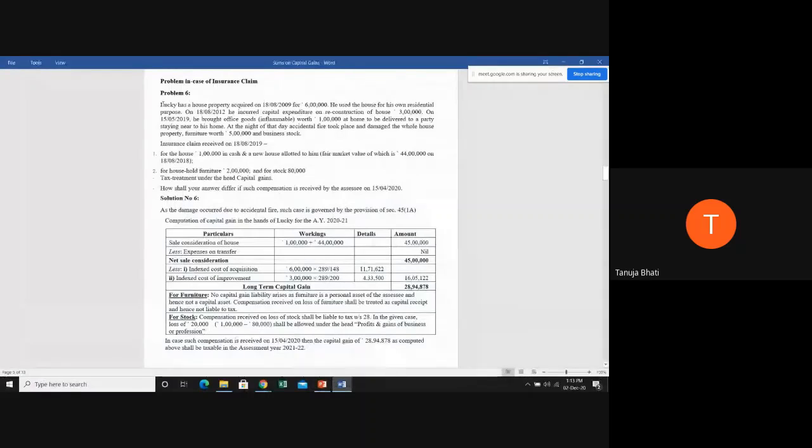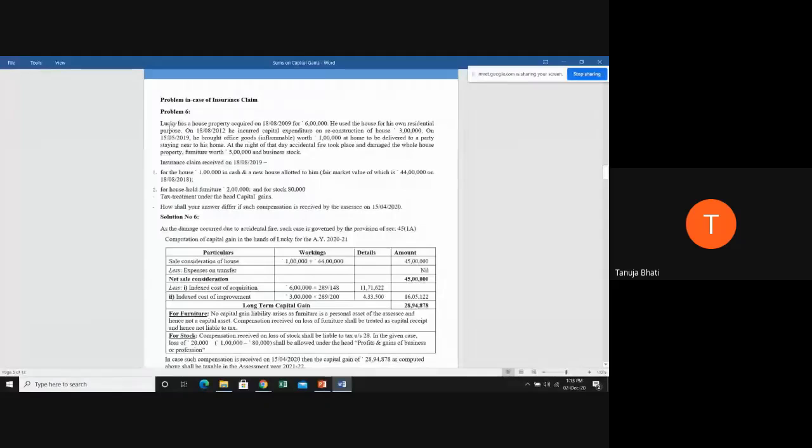Okay, students, let me read the problem. Lucky has a house property acquired on 18/8/2019 for 6,000. So can anyone tell me what is this term to be used in the computation? What is this term? Quick, students. I want a quick answer. Cost of acquisition. Very good.